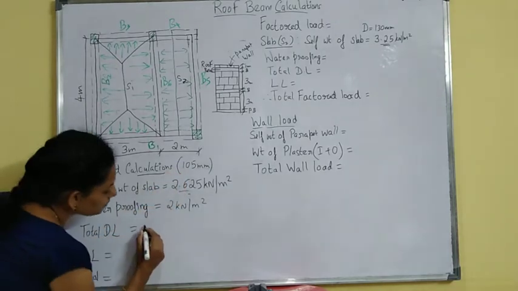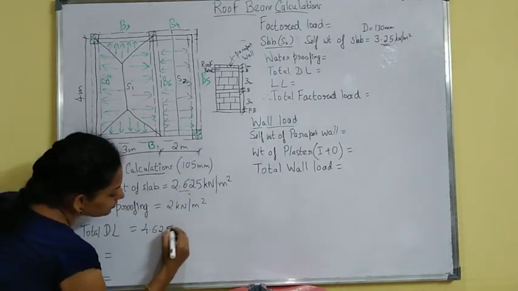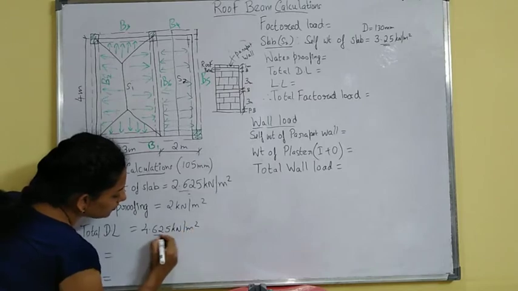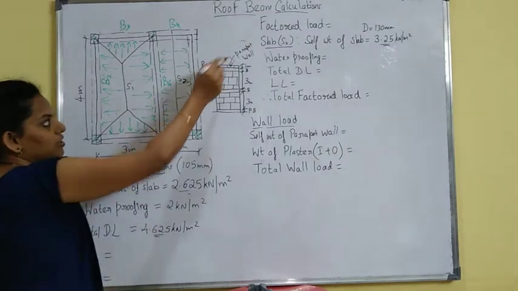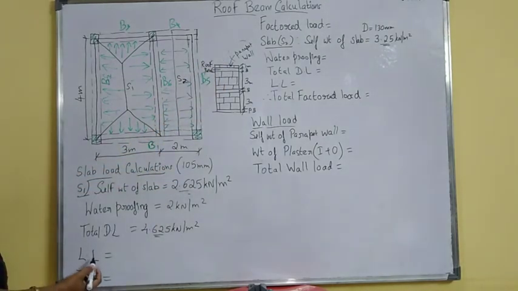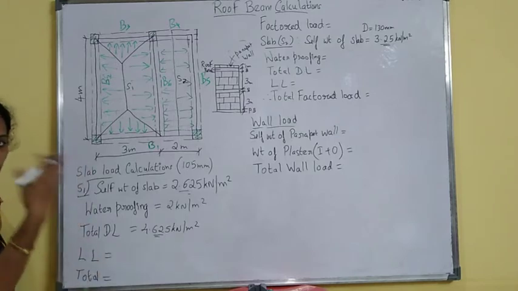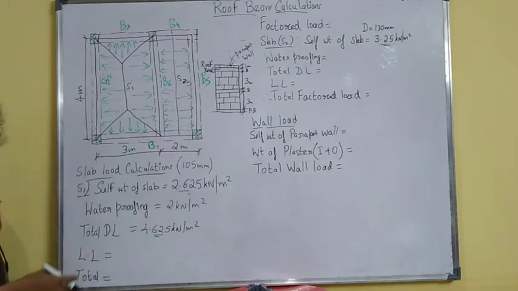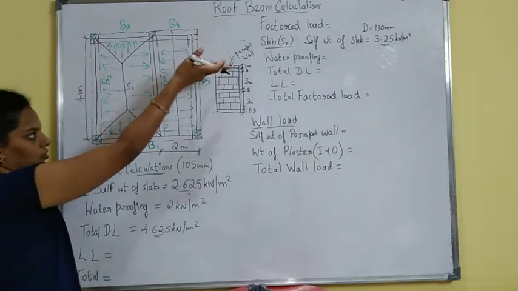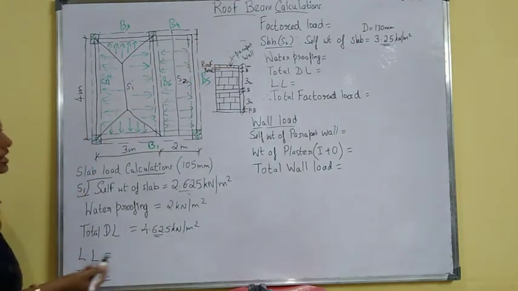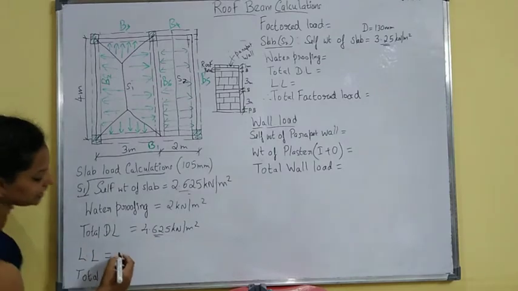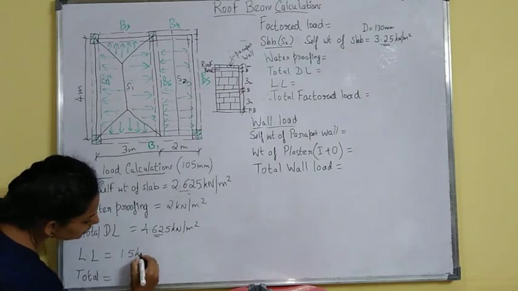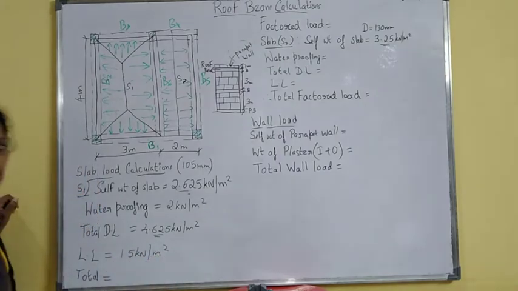So the total will be 4.625 kilonewton per meter square. Okay. Then the live load for a residential building, in the case of the roof beam, we take a little less live load, that is for an accessible slab. We can use that slab for any function, not only for maintenance. So for that accessible roof slab, we will take the live load as 1.5 kilonewton per meter square. Okay. So this is for an accessible slab.